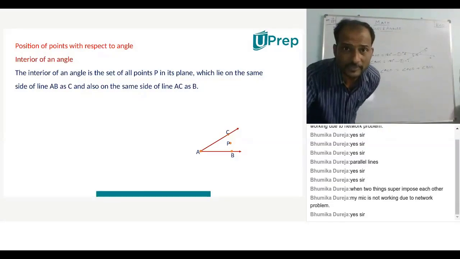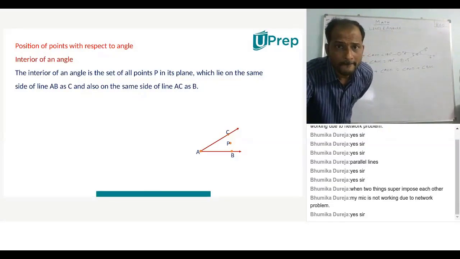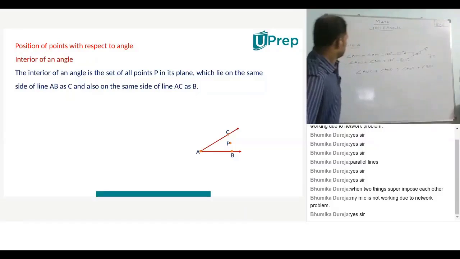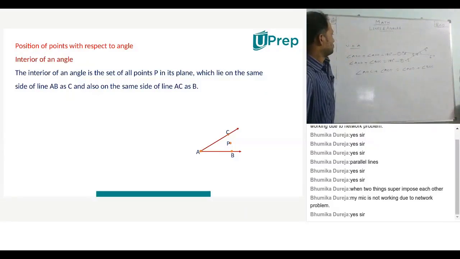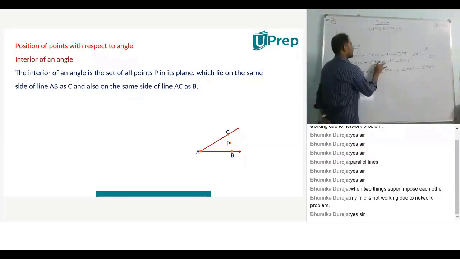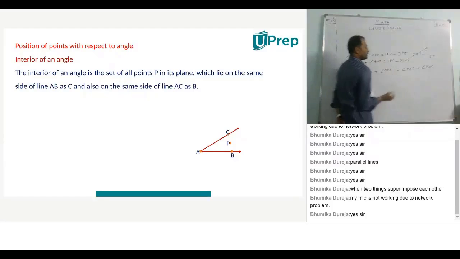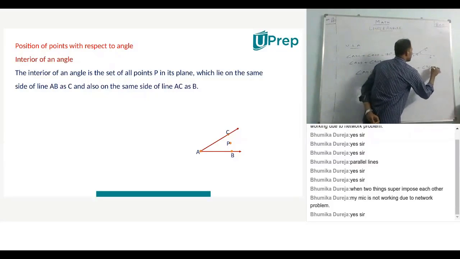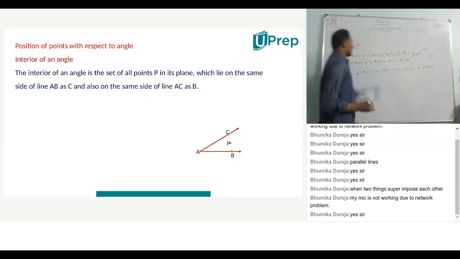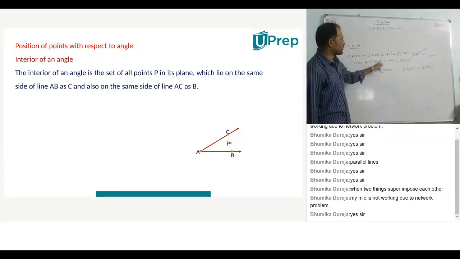What, Arnav beta? Something you are saying? Sir, AOD plus BOD, not BOC. Oh, sorry. Very good observation skills, man. Absolutely good. Yeah. Angle AOD plus angle BOD is equal to 180.